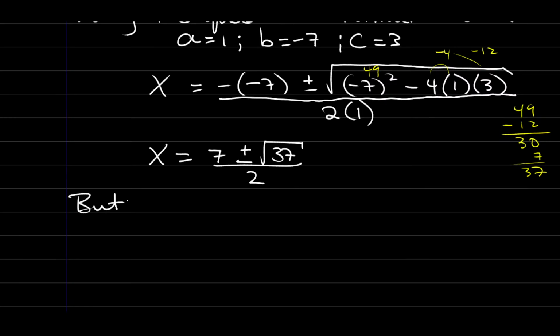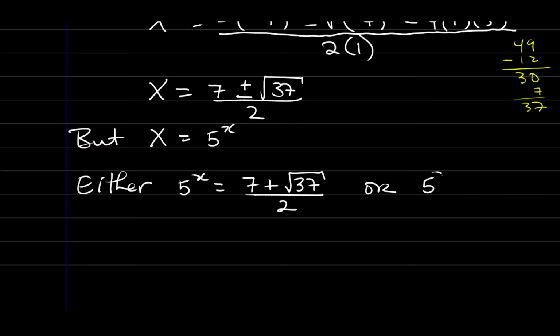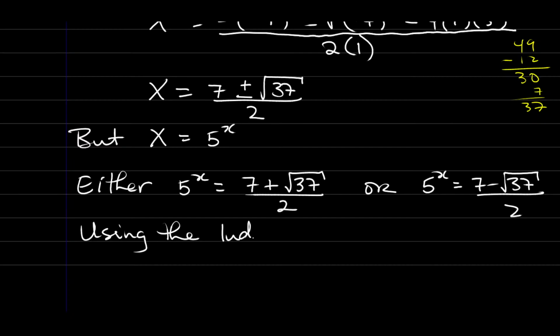But x is equal to 5 to the power of x. That means that 5 to the power of x is going to be equal to either 7 plus root of 37 over 2, or 5 to the power of x is going to be equal to 7 minus the root of 37 over 2. And then from there, we're going to convert to log, using the index log relationship.